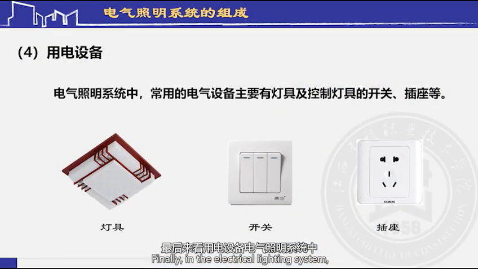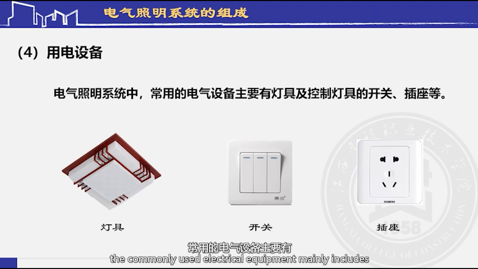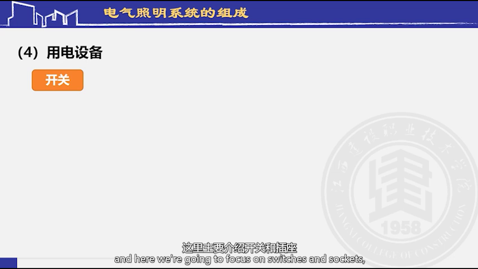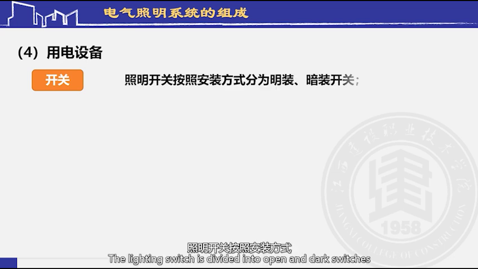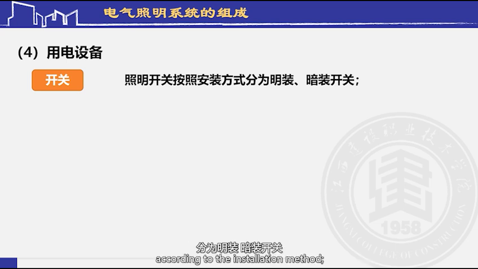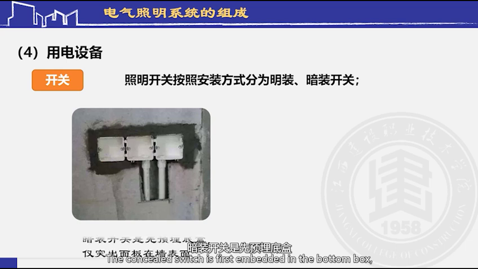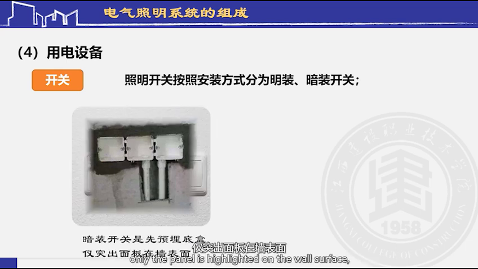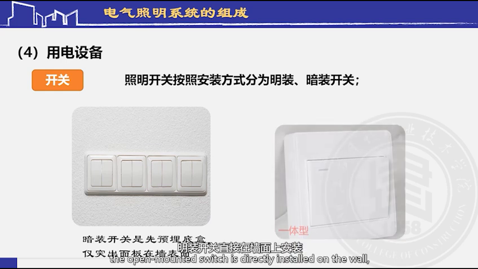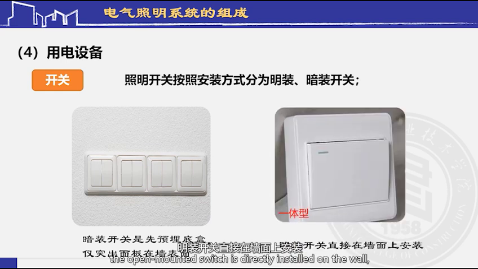Finally, in the electrical lighting system, the commonly used electrical equipment mainly includes lamps and switches and sockets for controlling lamps. We've talked about lamps in previous videos. And here we're going to focus on switches and sockets. The lighting switch is divided into open and dark switches, according to the installation method. The concealed switch is first embedded in the bottom box. Only the panel is highlighted on the wall surface. The open-mounted switch is directly installed on the wall.